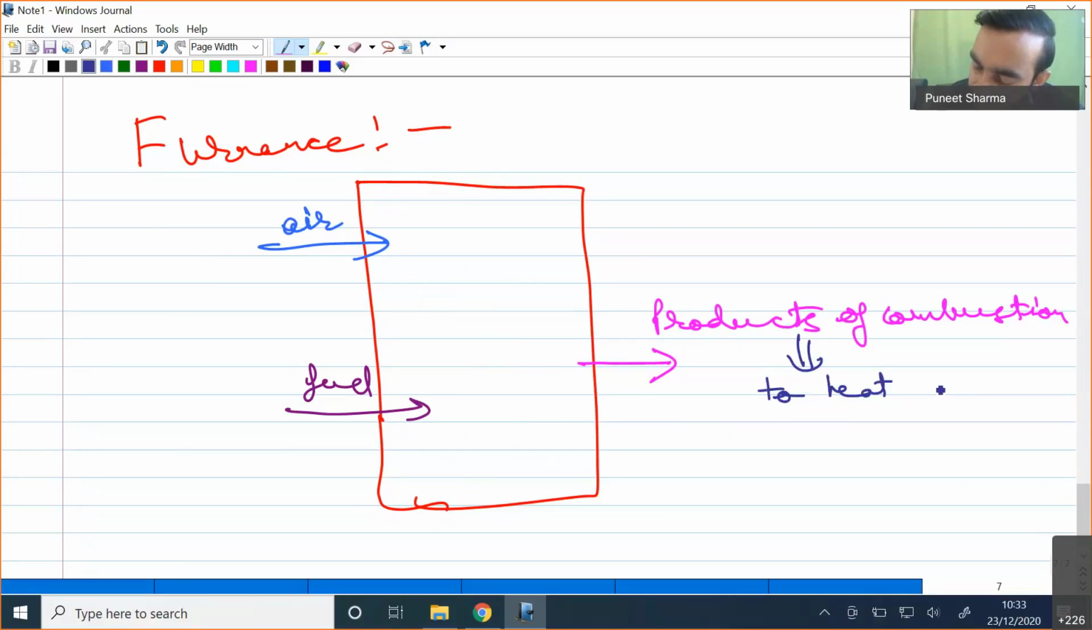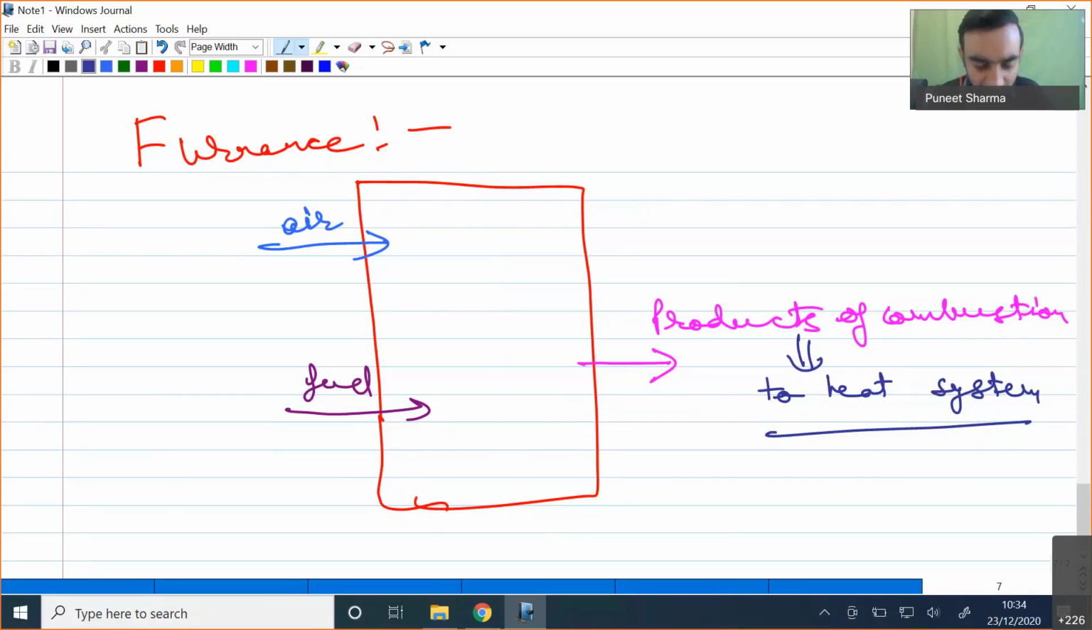Okay, so whatever products of combustion leave the furnace, obviously during the combustion process, the chemical energy of the fuel will be released and converted into heat energy. Okay, so we will have the products of combustion which carry a significant amount of thermal energy. If we employ that thermal energy to heat our system, it will be acting as nothing but a thermal reservoir to our system.